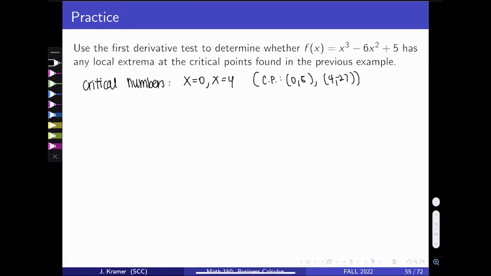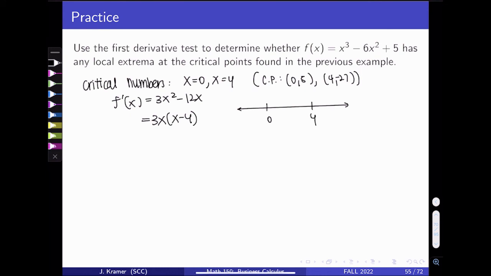So to use the first derivative test, we'll use our critical numbers to break up a number line into intervals, and we'll plug those into the first derivative. So we'll also need to identify that for our use. Our first derivative was 3x squared minus 12x, so we'll be plugging into that function. It may help us to have the factored form as well: 3x times x minus 4. So we have 0 and then 4.